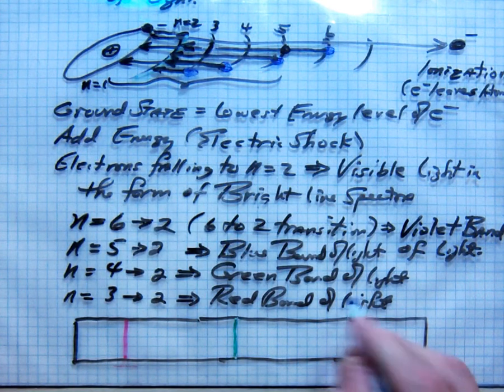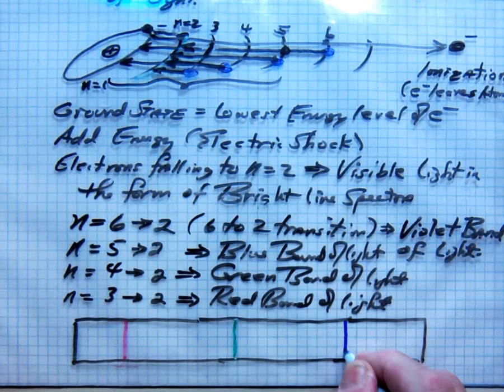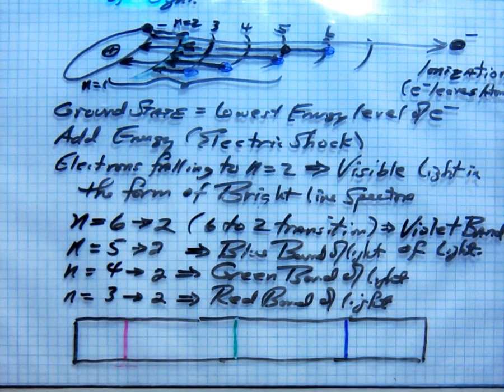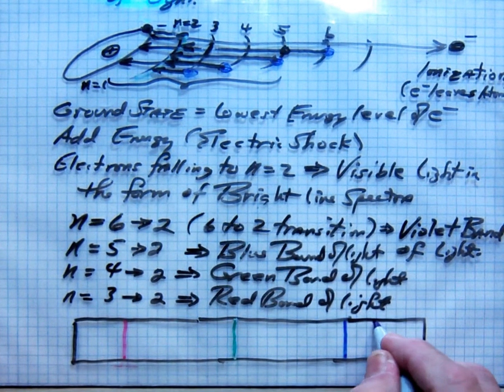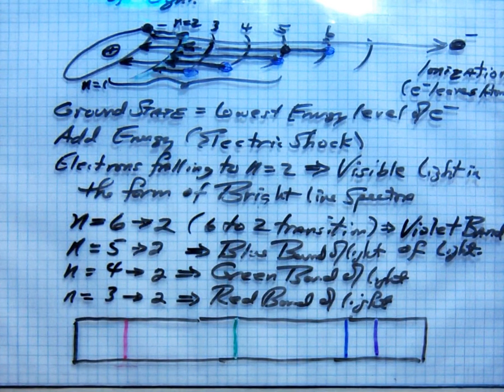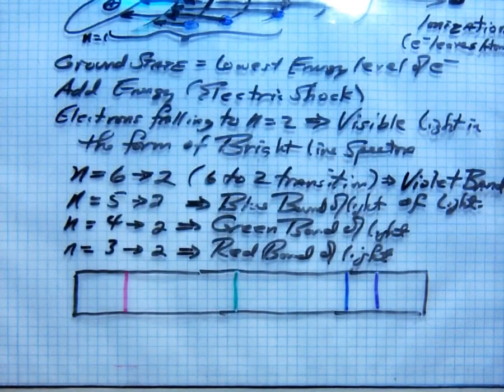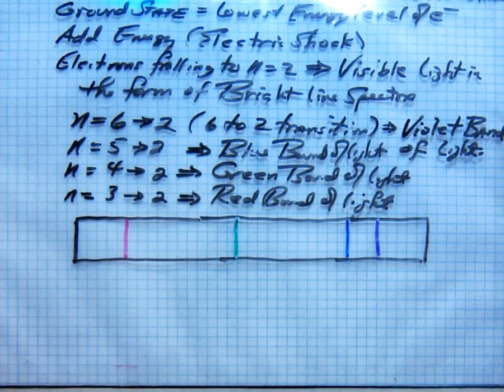If it moves from 5 to 2, it's going to give a blue line way down here. And then finally, it gives a purple line. These are fairly close together right there. And that represents what we call the bright line spectra of the hydrogen atom. Now, so what? We have a bunch of lines on a piece of paper. Well, the idea here is to take this data and translate it into a picture of the atom. And we're going to do that as we go along.